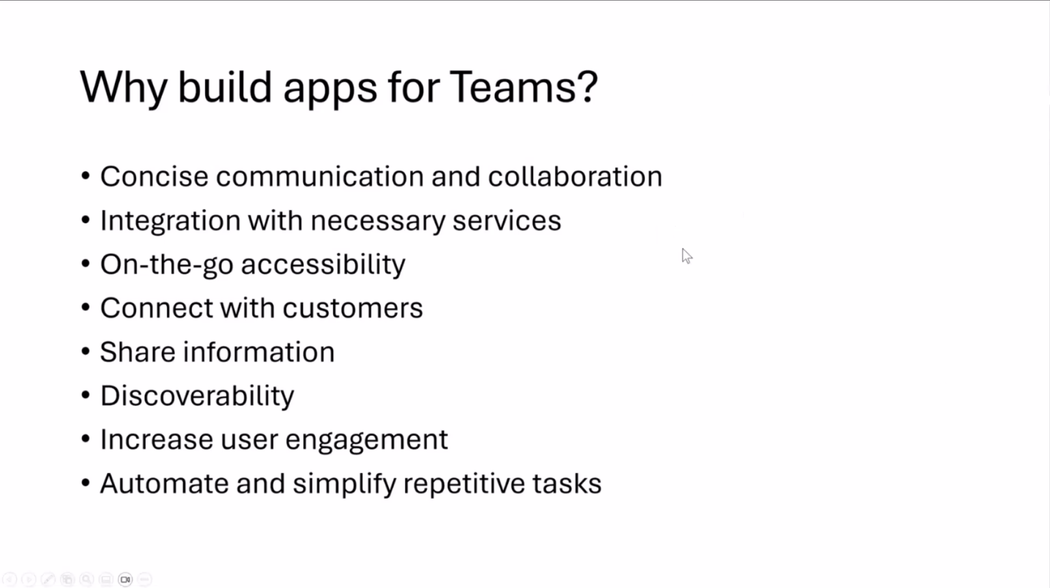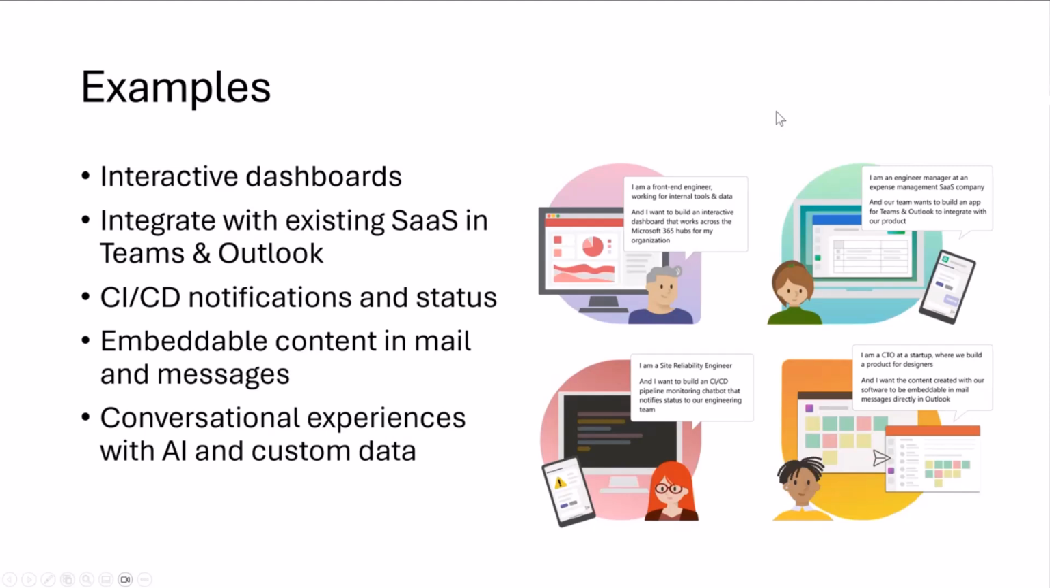So those are some reasons why you might want to build apps. Some examples of that I put in here. Commonly we see interactive dashboards are a good way to do it. You can integrate with your existing SaaS in Teams or Outlook. You could bring in CI/CD notifications. This is a popular one, like if you want to have some build status inside of a Teams channel or inside of a chat, notify your engineers of something going wrong. This is a very common scenario. So basic stuff like that.